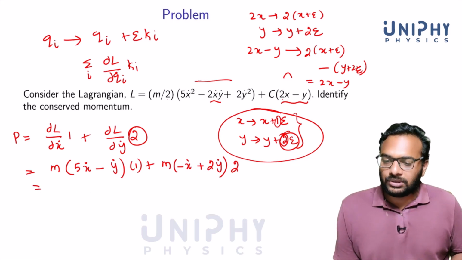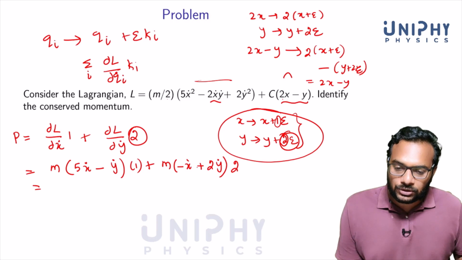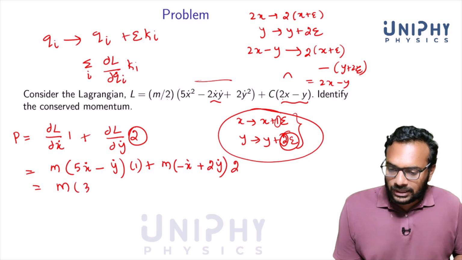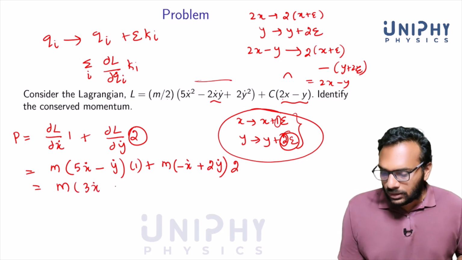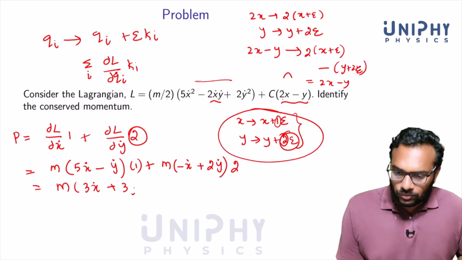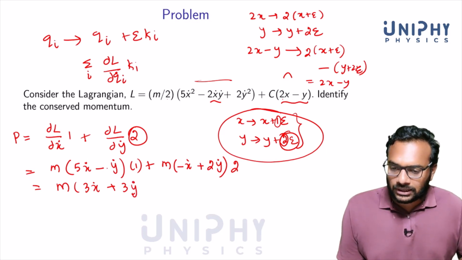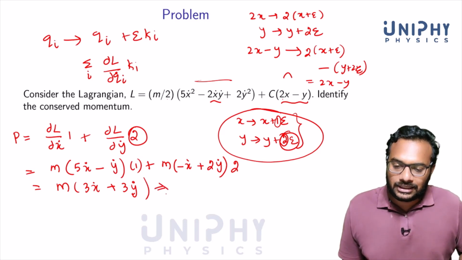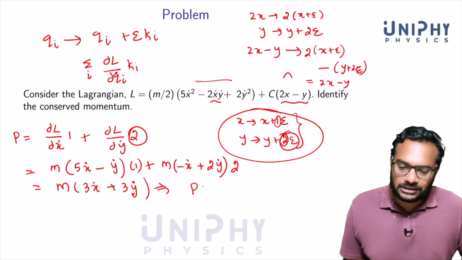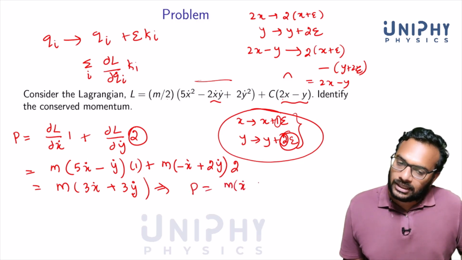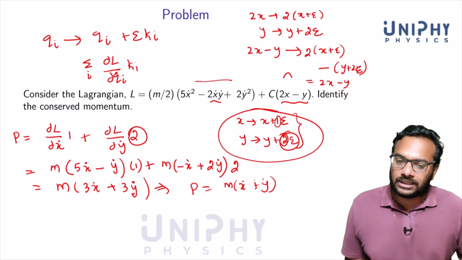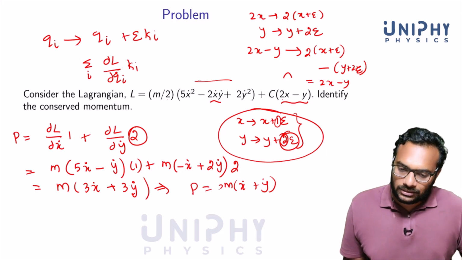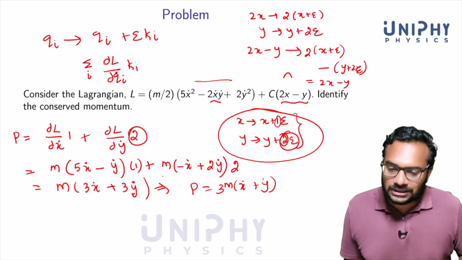Now we can easily simplify this because we have got a 5x dot here, minus 2x dot, that becomes 3x dot. So that is m multiplied by 3x dot plus 3y dot, because we have got a 4y dot here and minus y dot, so it's 3y dot. So this overall factor 3 is not important. The simplest conserved quantity that you can talk about is P equal to m multiplied by x dot plus y dot. If this is a conserved quantity, then 3 multiplied by this also is a conserved quantity.